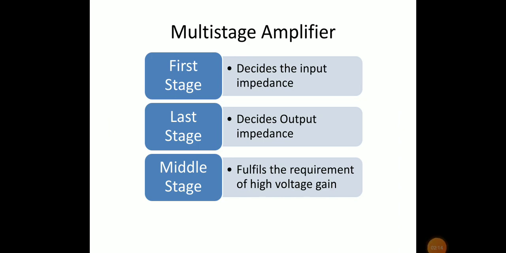Now, multi-stage amplifier has three stages. First stage will decide the input impedance. Middle stage will fulfill the high voltage gain. And the last stage will decide the output impedance.